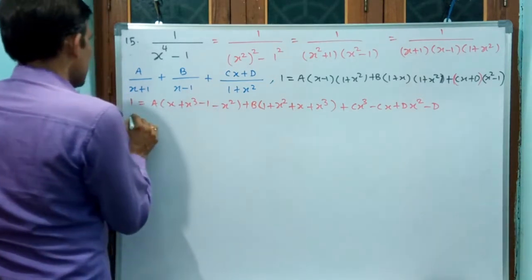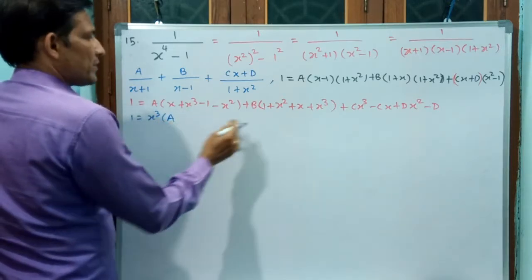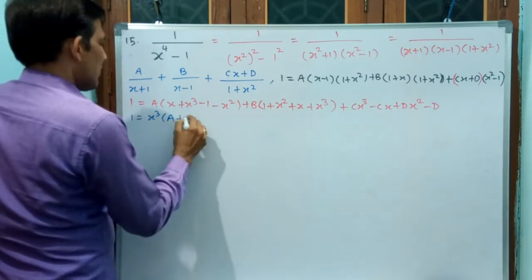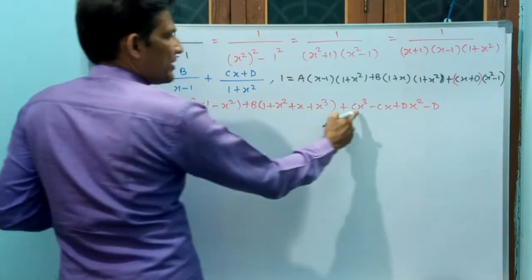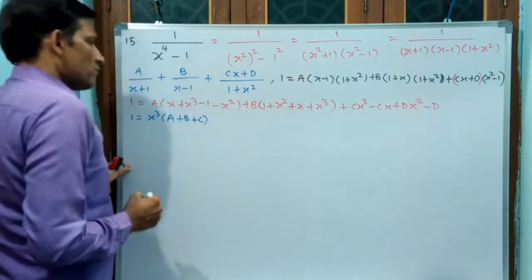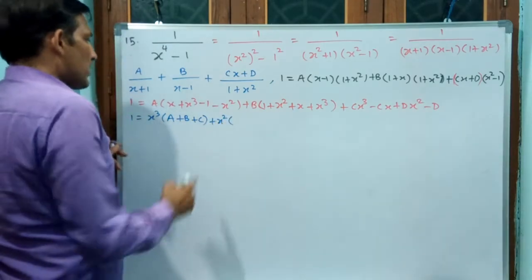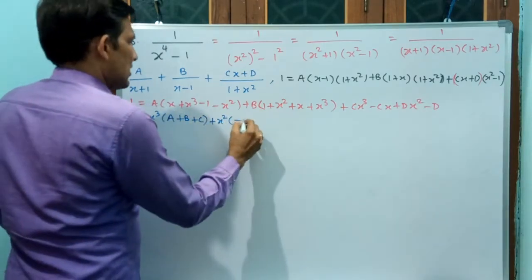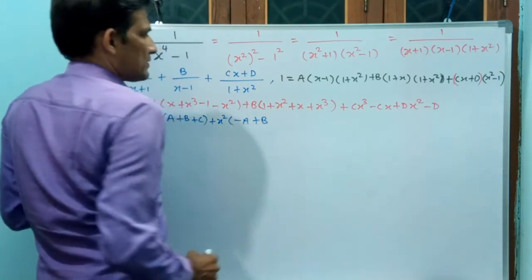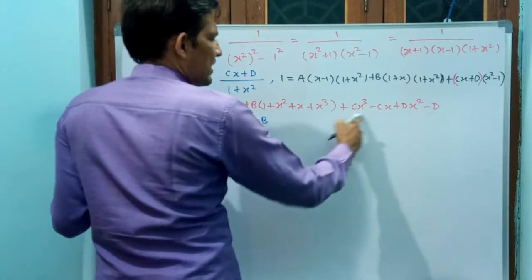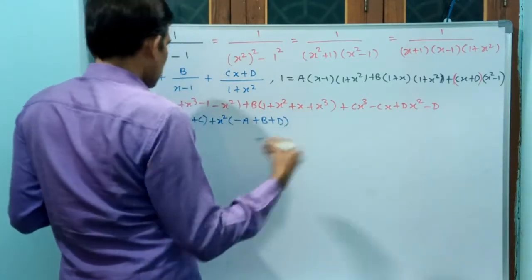For x cube, I am taking 1 is equal to x cube if you take a plus b plus c, and d, no d. Then take x square again. For x square, if you take minus a, then plus b. C doesn't have x square, but d is having x square, plus d. Okay, x square also over.